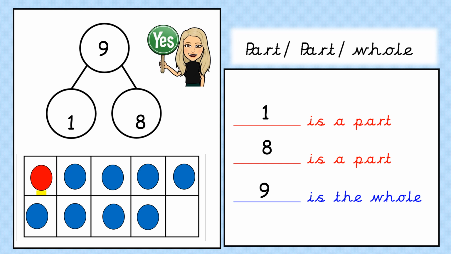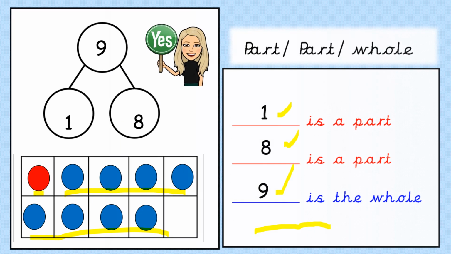1 is a part. Oh, how many are blue? I can see 4 at the top and I can see 4 down the bottom. I know that 4 and 4 makes 8. Well done. So 1 is a part, 8 is a part, 9 is the whole. So 1 plus 8 is equal to 9. Very good.